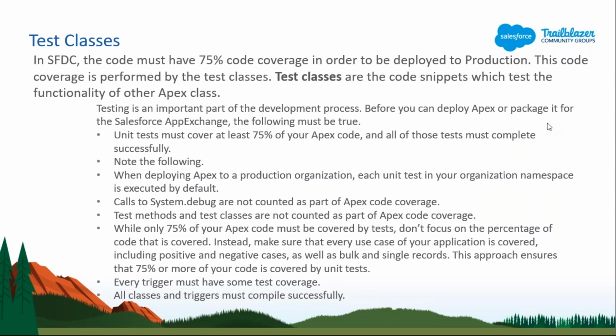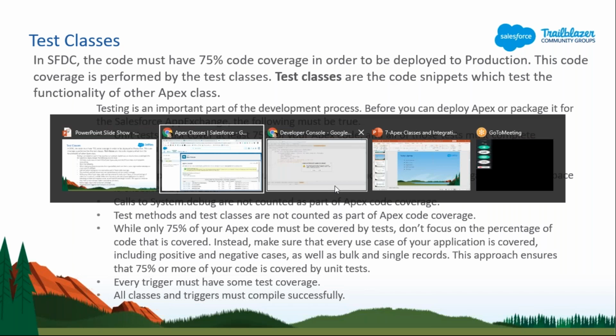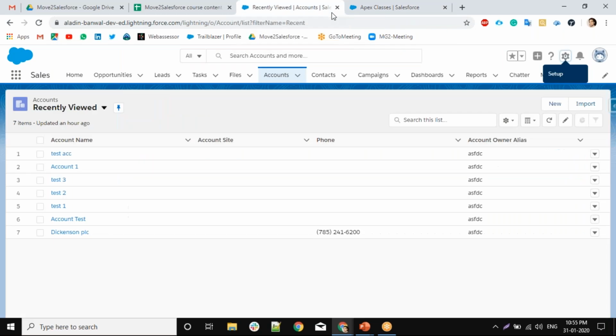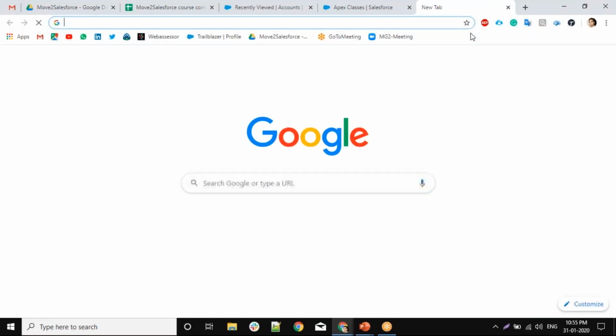And if you are using a trigger, then your trigger must have at least some percentage of code coverage. The trigger should have code coverage and it should compile with that. So that is the test classes, and I'll give you an example over here in Trailhead, so you can see test classes.